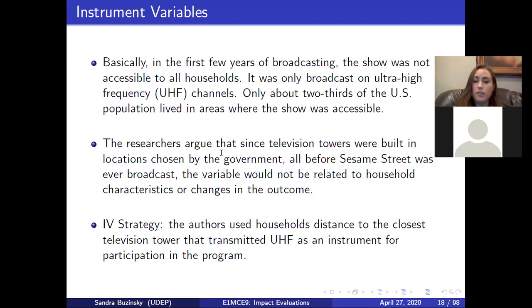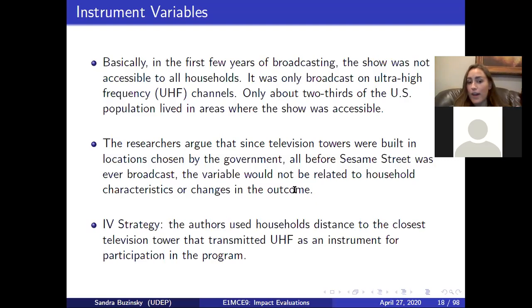The researchers argue that since television towers were built in locations chosen by the government, even before Sesame Street was ever shown on television, the variable they're going to use is distance from this TV tower. They're going to use distance from the tower to see how Sesame Street affects kids. These towers were decided by the government even before Sesame Street started, and so this instrumental variable, distance from the tower, wouldn't be related to household characteristics or changes in the outcome.